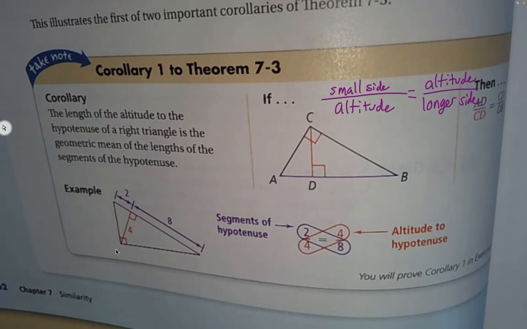What's altitude? The altitude is the height of the triangle, the little line that divides it all.